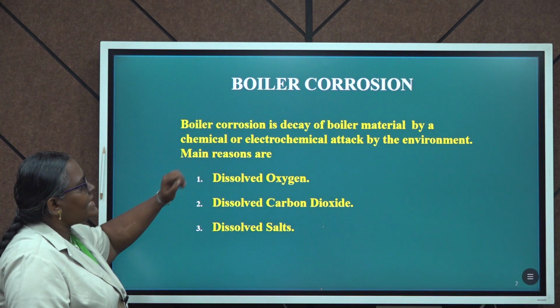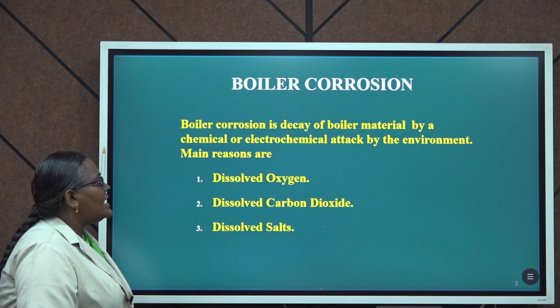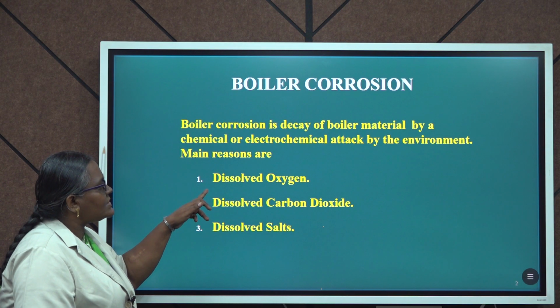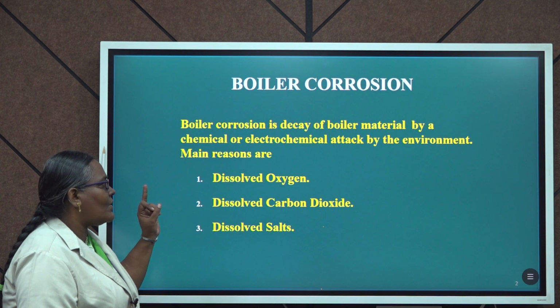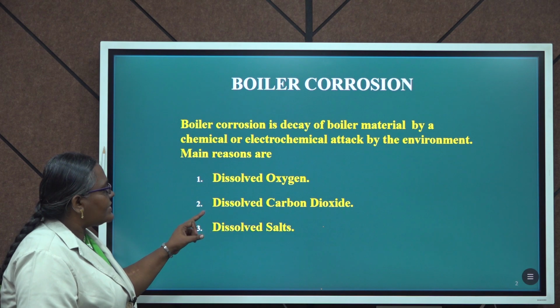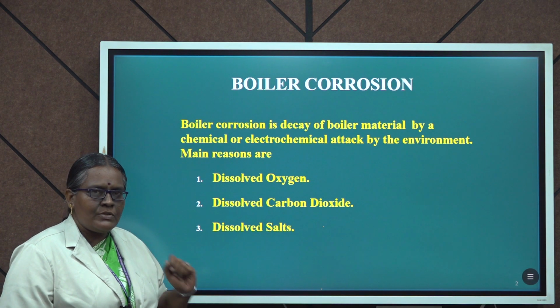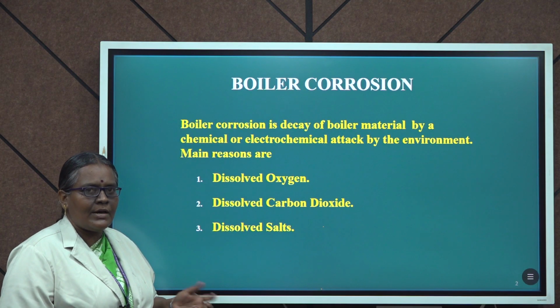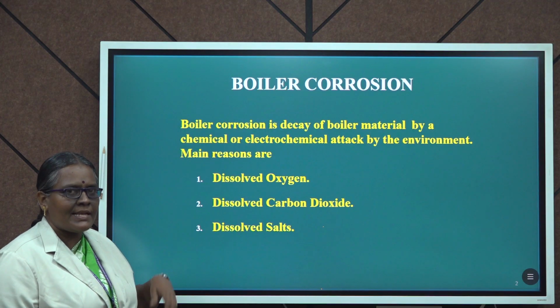First, boiler corrosion is decay of boiler material by chemical or electrochemical attack by the environment. Main reasons are dissolved oxygen, dissolved carbon dioxide and dissolved salts. Normally water contains 8 ppm of oxygen. So, if these are present in even minute quantities, it results in the corrosion of the boiler material. We are going to see one by one how this reacts.